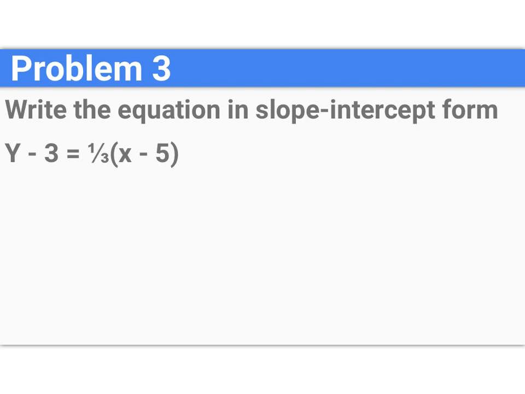Write the equation in slope-intercept form of a line. As we can see, this is point-slope form. Point-slope form will always reduce down to slope-intercept form of a line. I distributed the 1/3. I added 3 to both sides.